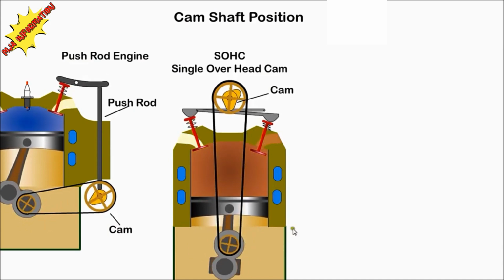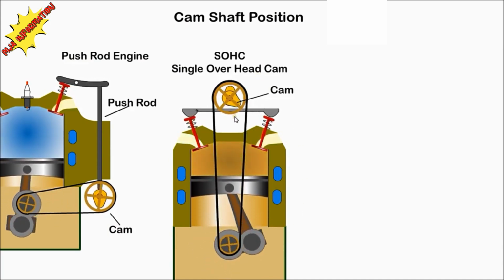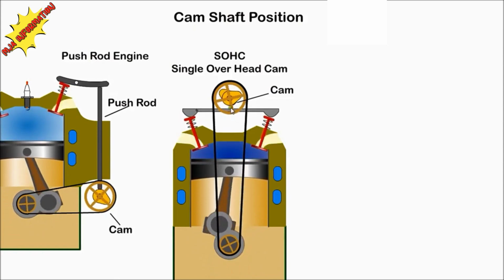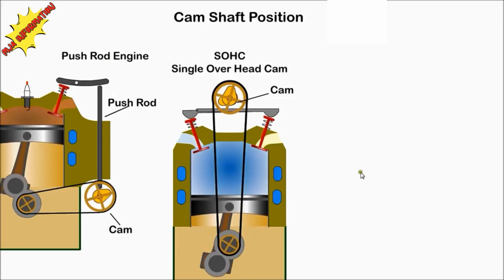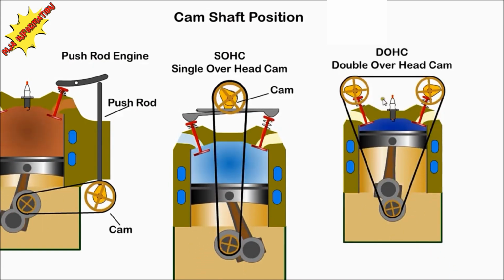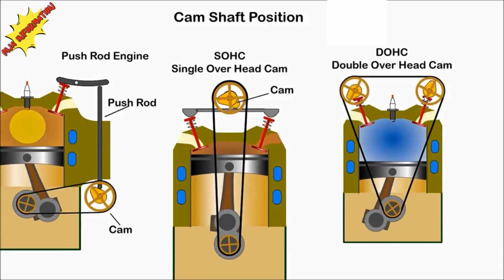SOHC, Single Overhead Cam. In this design, the camshaft was relocated to the top of the engine and driven by a timing chain or belt. One camshaft was used to operate both the inlet and exhaust valves via rocker arms. In a DOHC, or dual overhead cam, separate cams were used for inlet and exhaust valves.